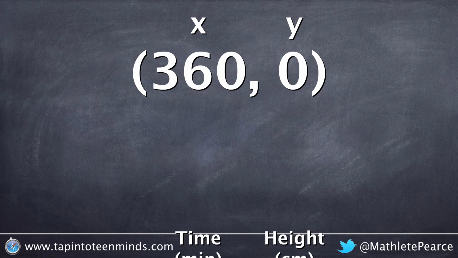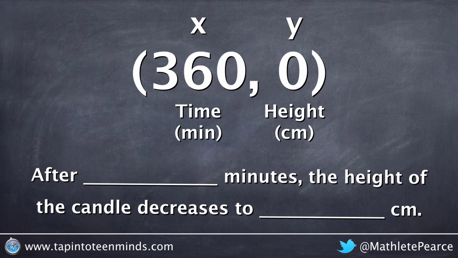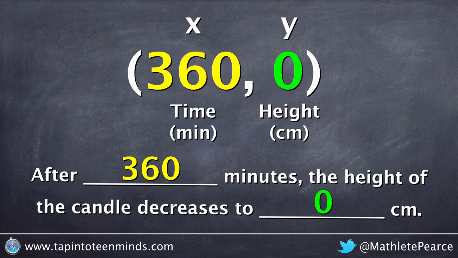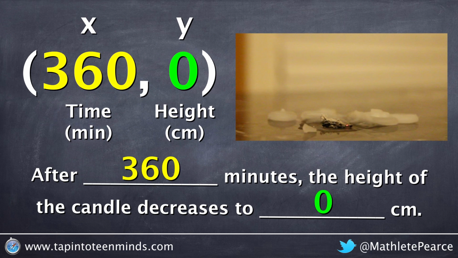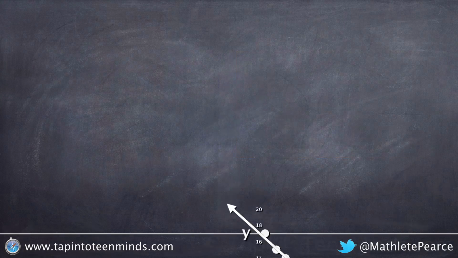So in this case, x being our time in minutes and y being our height in centimeters, this point can be put into a sentence. After 360 minutes, the height of the candle decreases to 0 centimeters, or in other words, the candle completely burns out. But keep in mind, this is only a prediction according to our scatter plot. Let's take a look at what really happened.